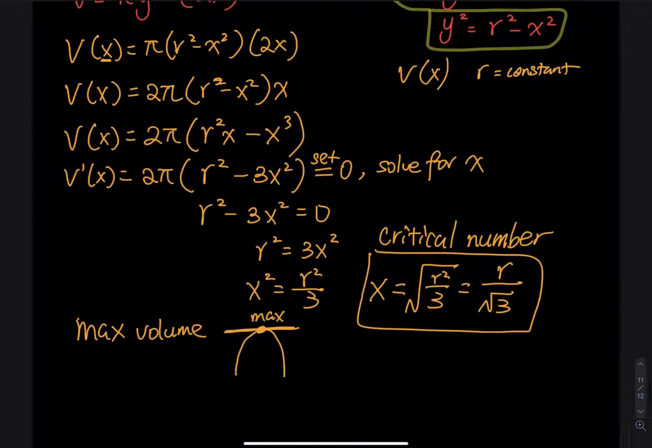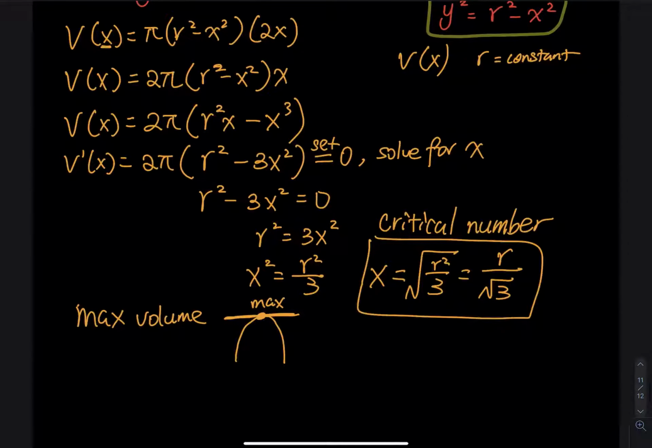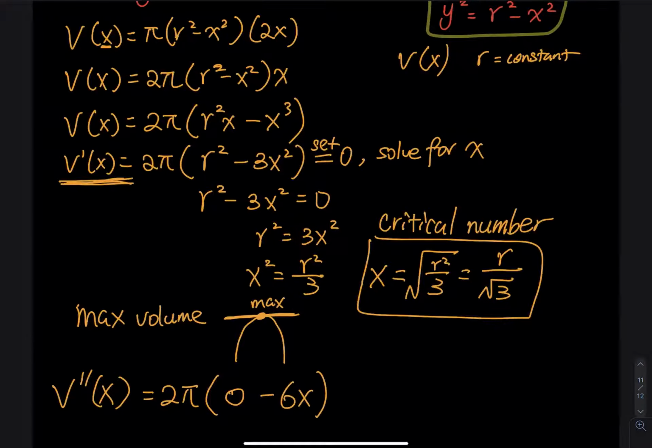So v double prime of x, we start right here, right? So that is the v prime. So we still have a 2 pi. And then the derivative of r squared, remember r is a constant. The derivative of a constant is equal to 0. And then 3x squared, you bring the 2 down, so that is a 6x. That's it. You don't have to set that equal to 0.